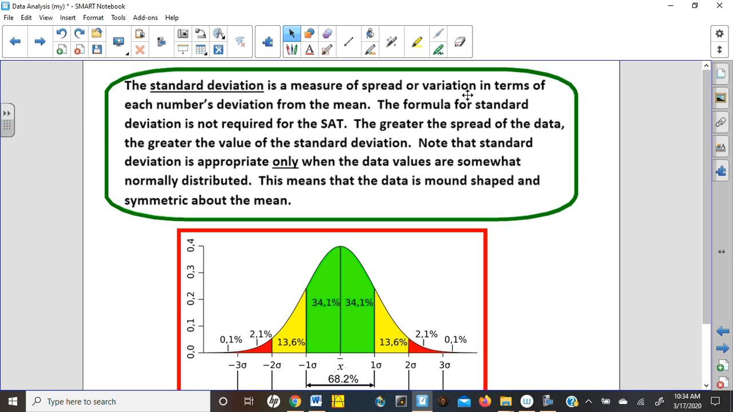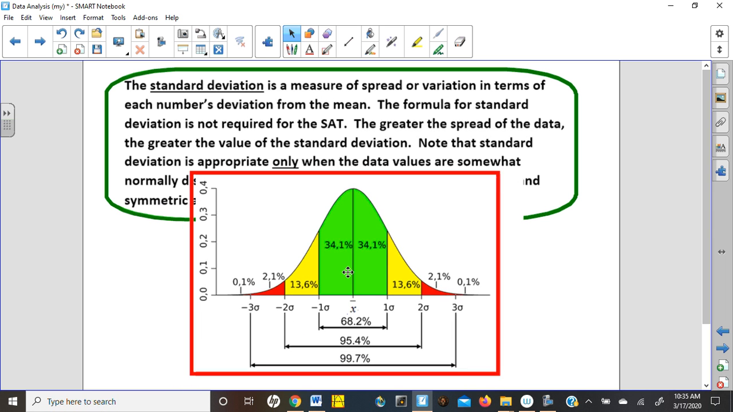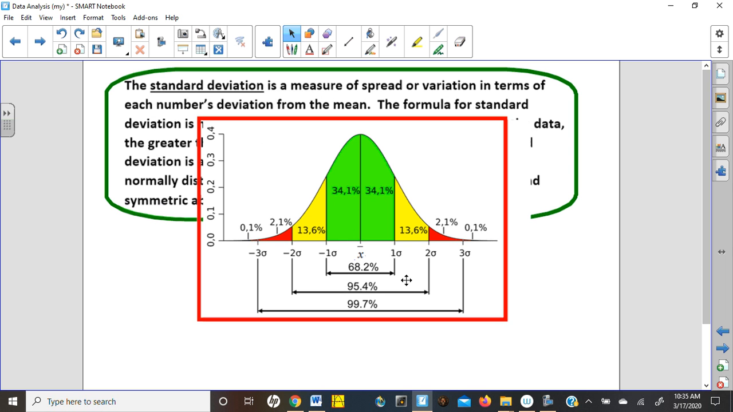More likely, we're going to be talking about standard deviation. It's a measure of the spread or variation in terms of each number's deviation from the mean. So this is a lot of verbiage for you to take in if you haven't dealt with stats very much. When you start dealing with these problems, you get used to it fairly quickly. But this is the kind of stuff you'll be doing a lot if you take stats, AP stats, somewhere down the road.